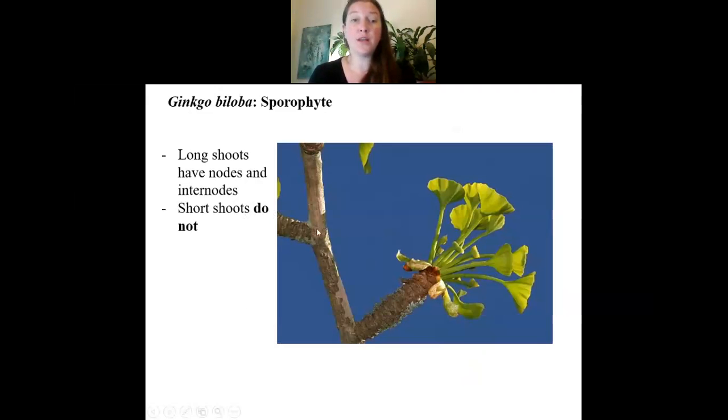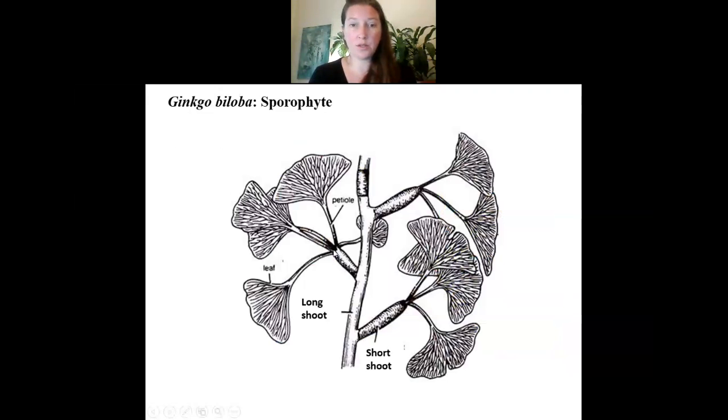The long shoots have nodes and internodes. Does it show it on this? Kinda. Yeah, so this area here would be a node, and there would presumably be another node down here. And then this would be the internode there.